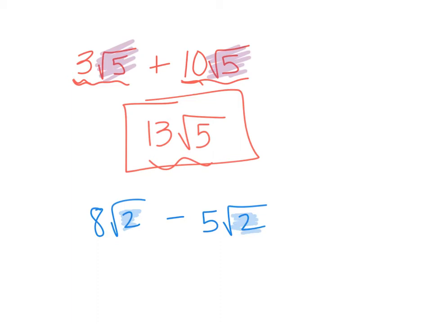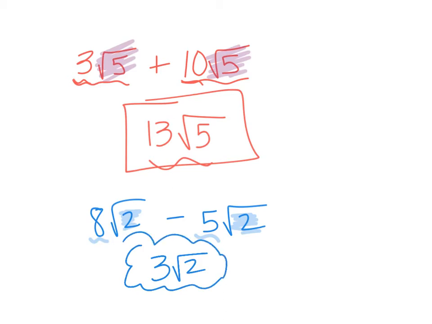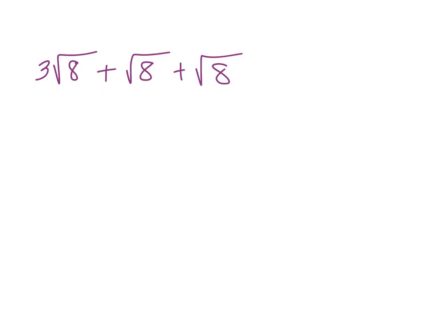So I can take 8, take away 5, I end up with 3 times the square root of 2. Okay, again, that's all the way simplified because I can't break the square root of 2 down. All right, if I gave you this one, I have the 3 times the square root of 8 plus square root of 8 plus square root of 8. Remember, this is really saying there's one of these and one of these as well. Okay, so they all have the same radical, so I can actually add these together.